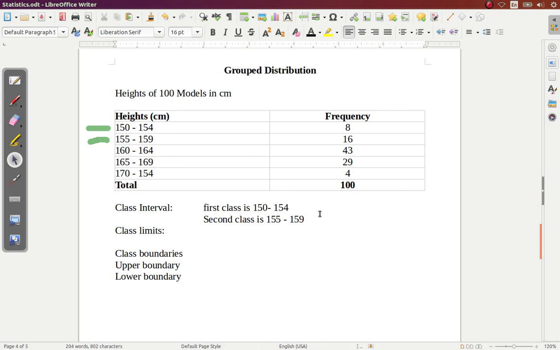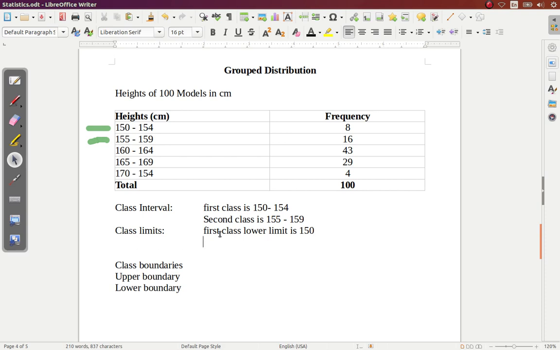Now, for the class limits, in the first class you have the lower limit. The first class, the lower limit is the lower number, 150. Alright? So it's just the numbers that are the limits. The lower number is the lower limit.